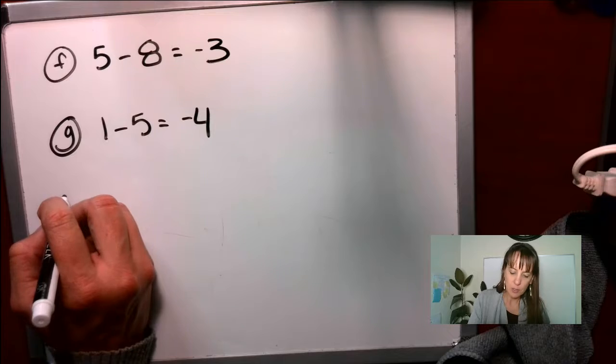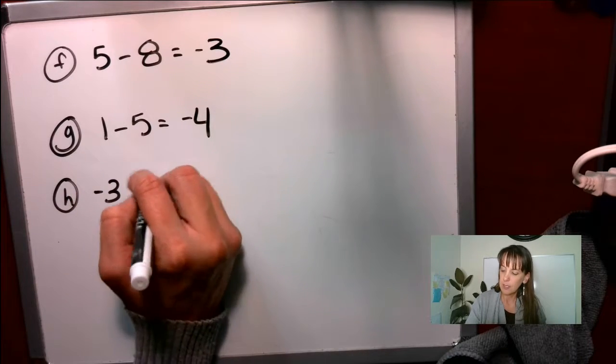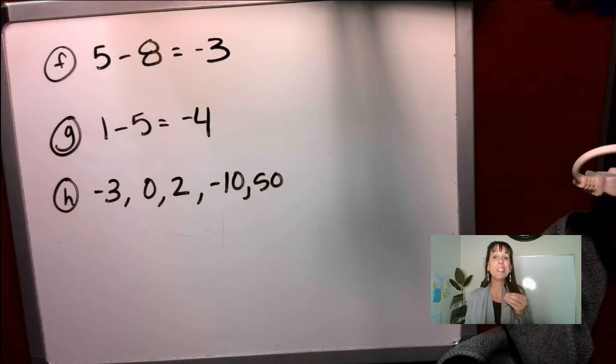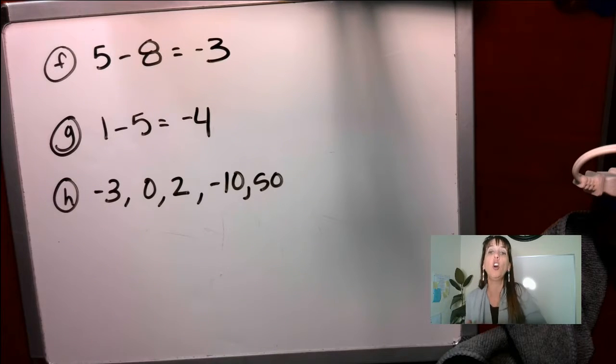All 5 numbers of these are integers, and I don't think we talked about this. -3, 0, 2, -10, 50. Integers are all the numbers, 0, 1, 2, 3, 4, all the way up through infinity, right? The whole numbers, not like 2.5. That's not an integer. It's got to be a whole number. And then it's also the opposites of those numbers. So 15, -15, 3, -3, 213, -213. All of those are integers, okay?